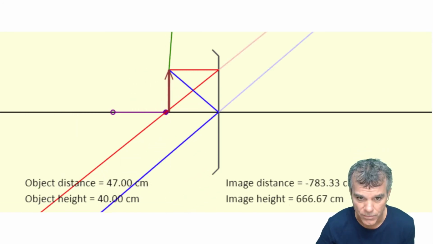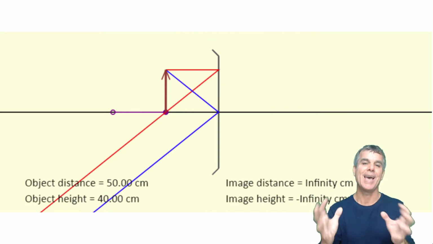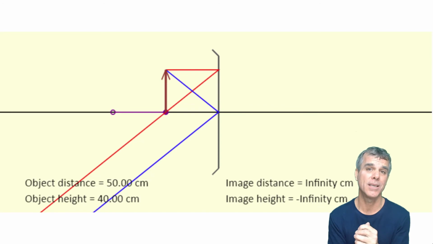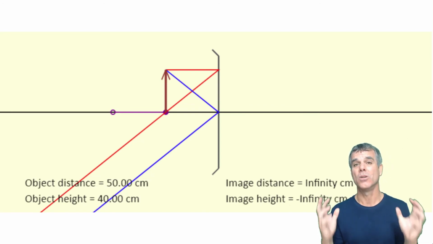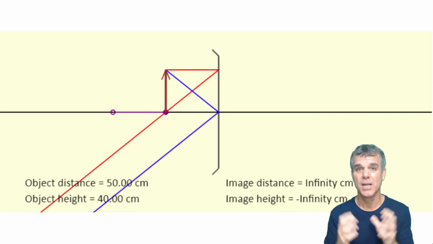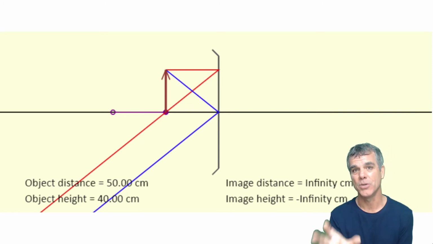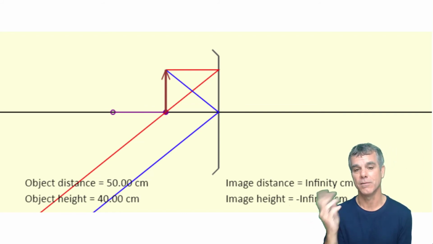And if we have the object at the focal point, what ends up happening is after reflecting from the mirror, these light rays never meet and they don't look like they originated from a point. I actually do not get an image when I have the object at the focal point. Technically, the image distance is infinity.